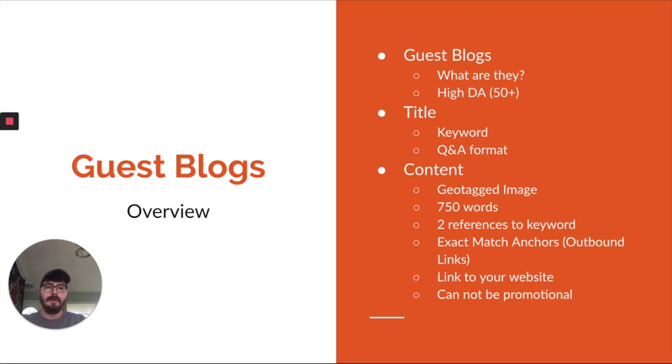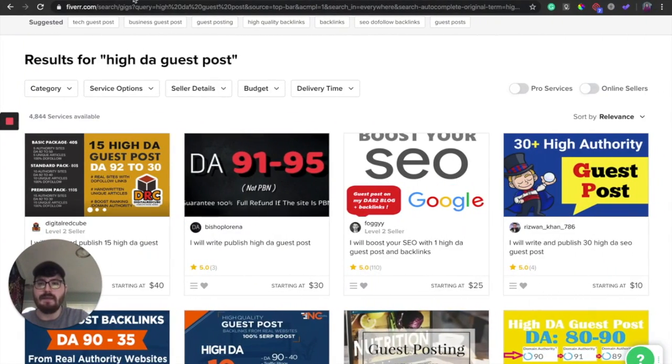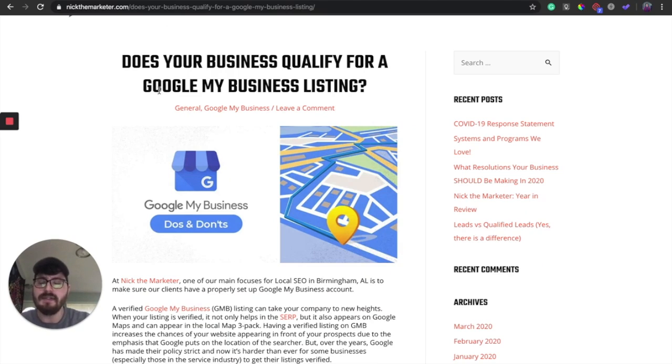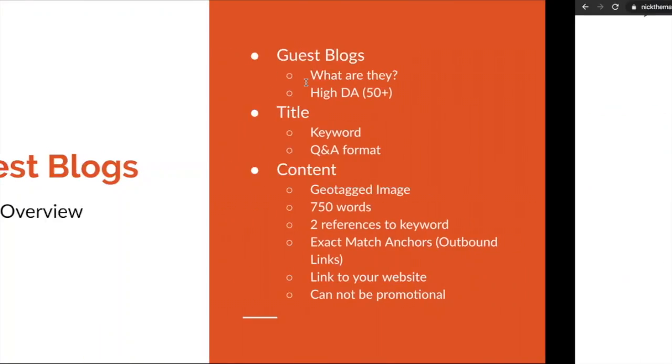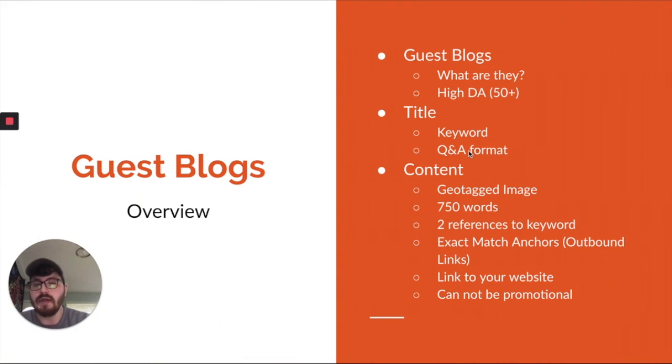So the first thing I want to go over in your title is it needs to be formatted for the keyword you're trying to rank for, and I'll show you an example of that. So in this particular blog, we're trying to go after Google My Business as a keyword, right? So see in the title here it is Google My Business, right? Pretty straightforward.